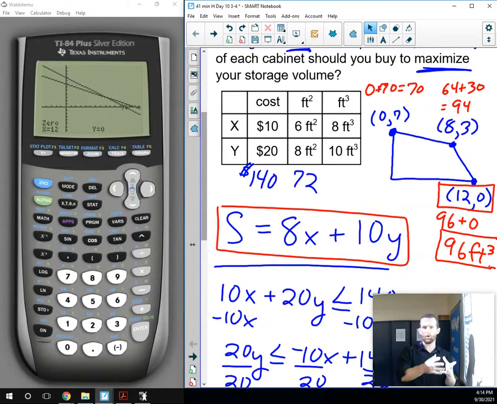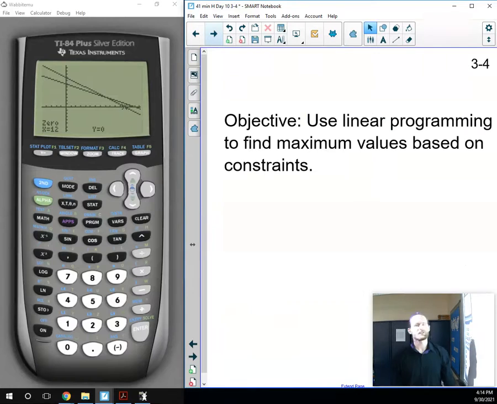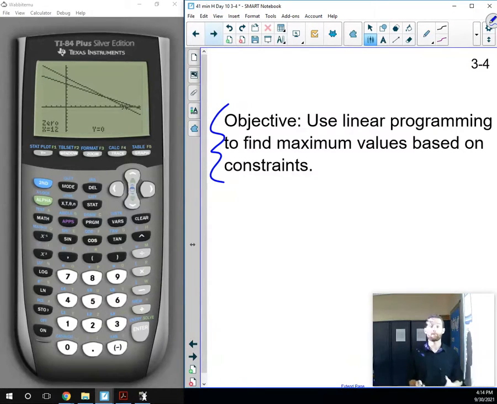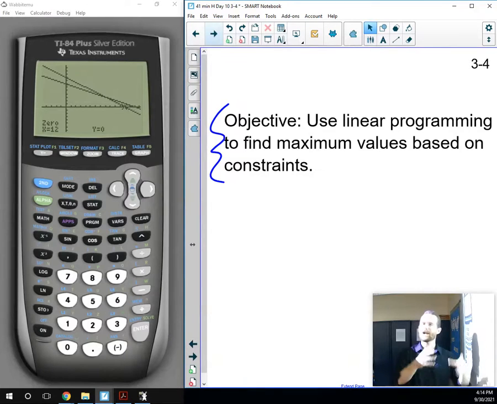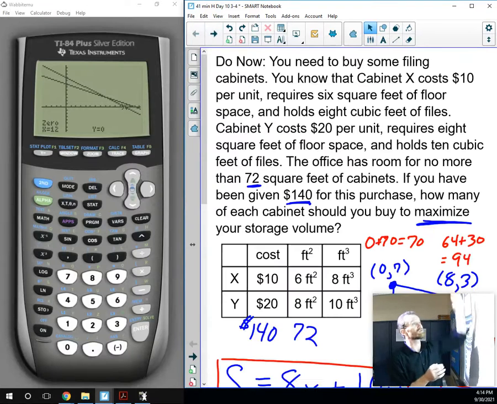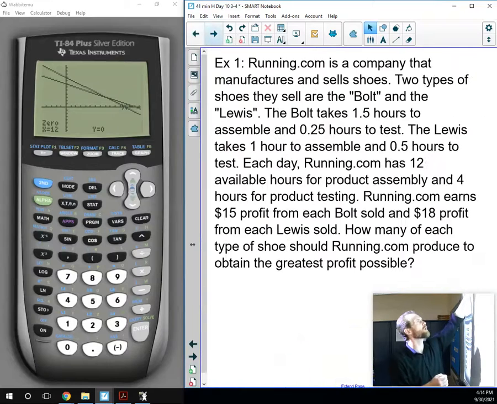So a little bit of a warm-up, sort of mixed with an example here. Let's jump to our objective. So today we're doing chapter 3, section 4, and after today we should be able to use linear programming to find maximum values based on constraints. Same objective as our last video, because last video was really sort of a setup. Today we're going to attack our first real linear programming problem, which we actually just did in the warm-up. But let's do one more.